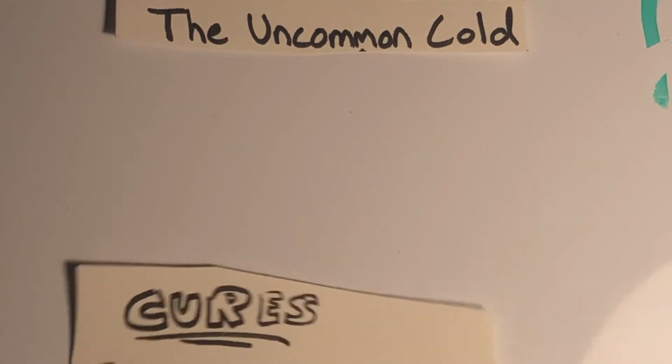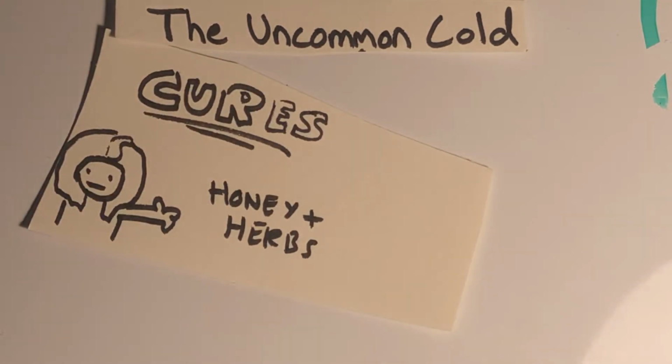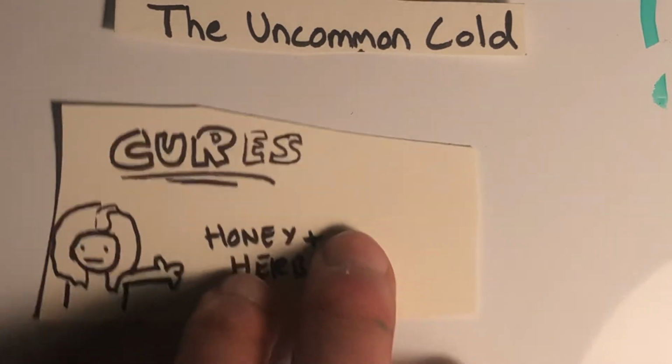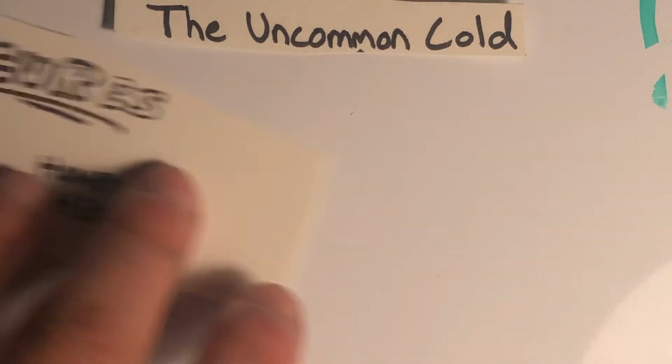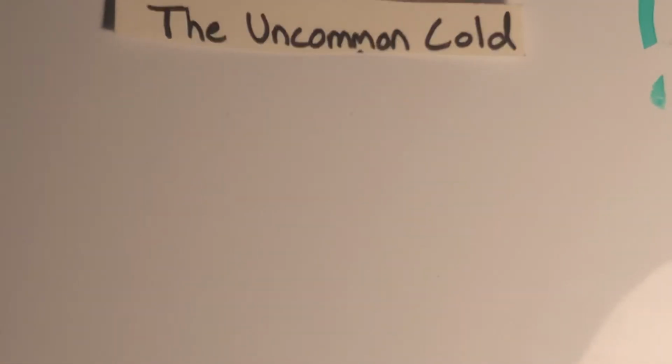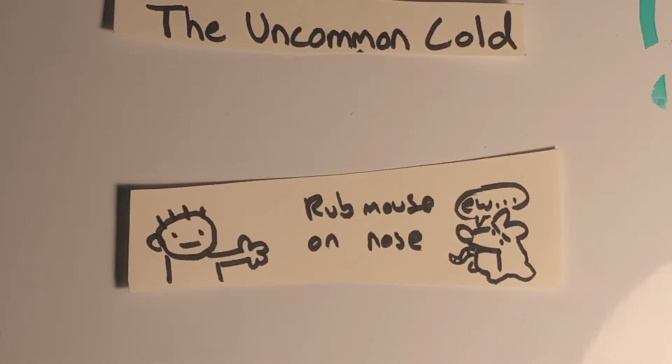Now here are some cures or treatments that you can do to help get rid of the virus as fast as possible. But these are just some attempts of what people have been saying. Back in Egypt, at the first evidence of a common cold, which they called resh, the cure was honey and herbs. So this doesn't sound too bad. But then, a couple thousand years later, a Romanian scientist said to rub a mouse on your nose. And this probably did not do much. It might have made it worse because, back then, things were not necessarily the cleanest.